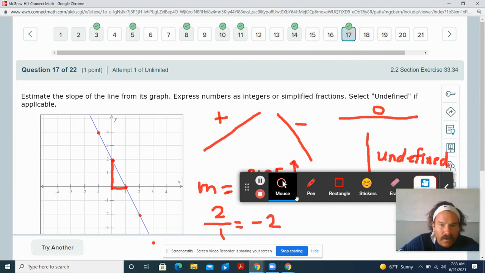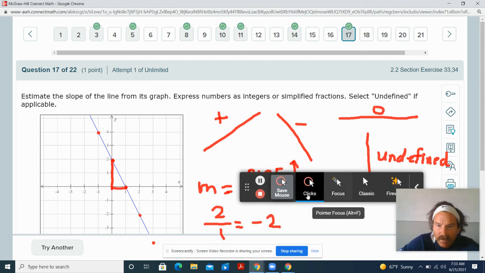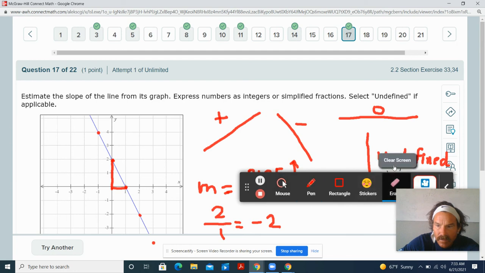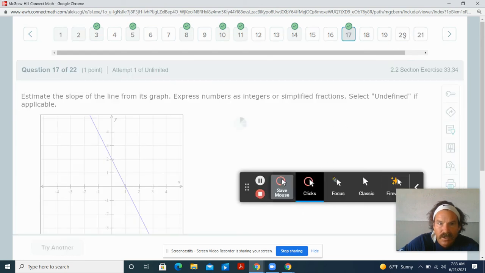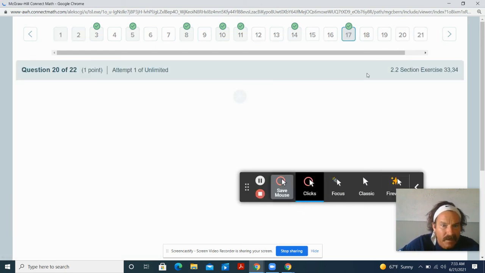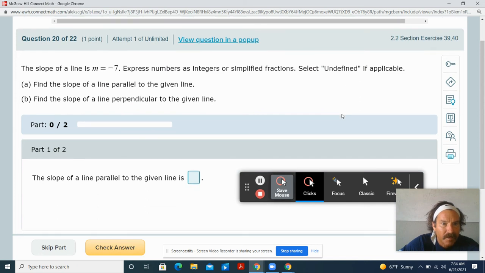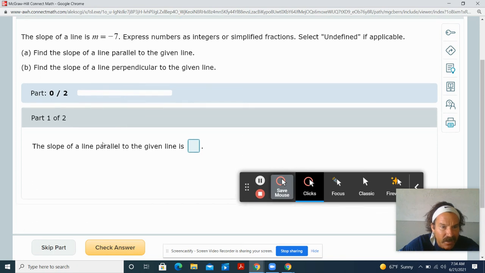And let's go over one more. I think it's question 20. Yep, question 20. All right, so this one gives you the slope of a line is negative 7, and it asks you what's the slope of a line parallel to the given line.